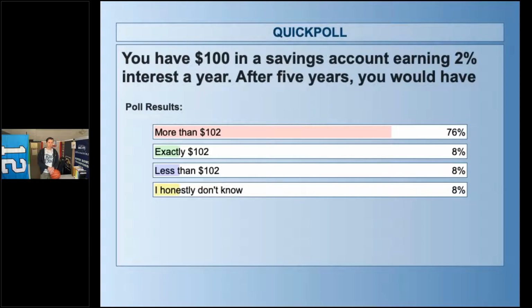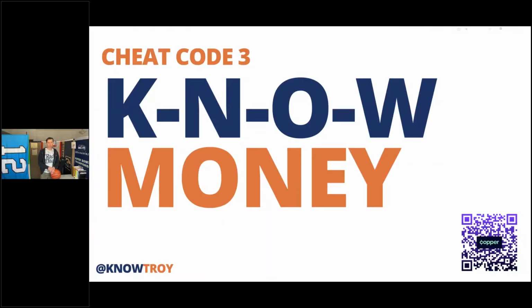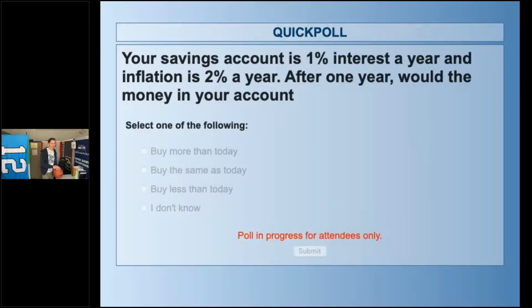Poll question number 2: your savings account earns 1% interest a year and inflation is 2% a year. After 1 year with the money in your account, look at that. Oh, Commander Tim, they're getting the answers right, man. Love it. Does it buy more than today? Buy the same as today? Buy less than today? Or I don't know.